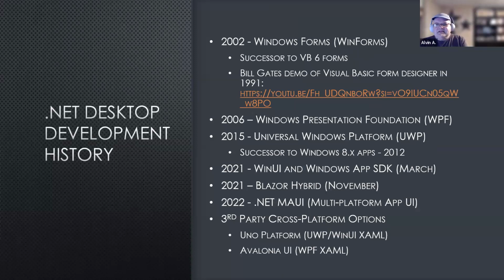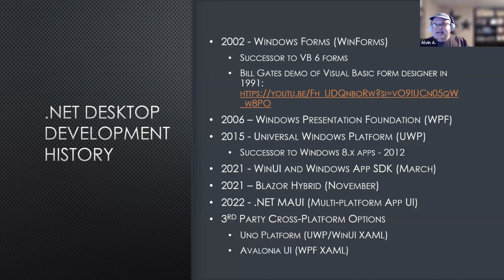So this is the timeline for when things came out. Back in 2002, when .NET first released, Windows Forms, WinForms was there right away. That was the successor to VB6 Forms. Back in 1991, Bill Gates had a demo of Visual Basic Form Designer. I'll have all these slides and all the links available to you at the end. I'll pop a link in the chat where you can get all that.